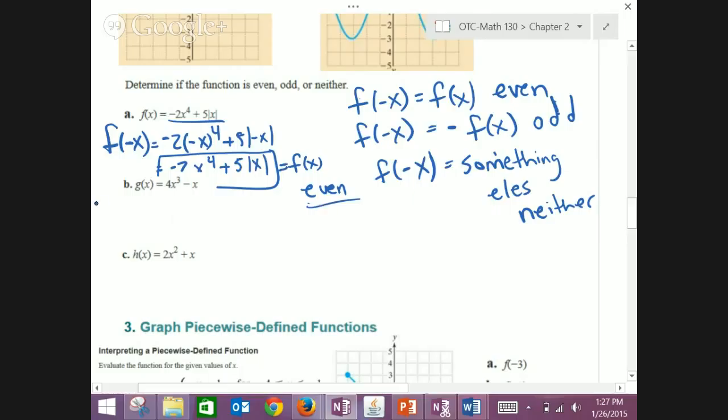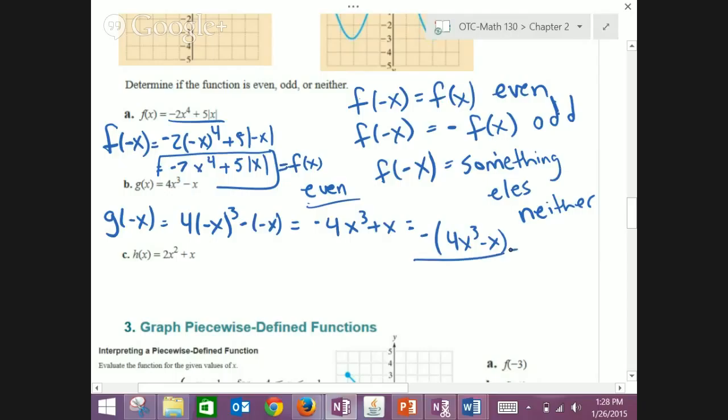So yeah, just the algebra here, if I plug in minus x, I have 4 times minus x cubed minus x. That tells me that's minus 4x cubed plus x, which I could write as minus 4x cubed minus x, which is exactly minus f of x.